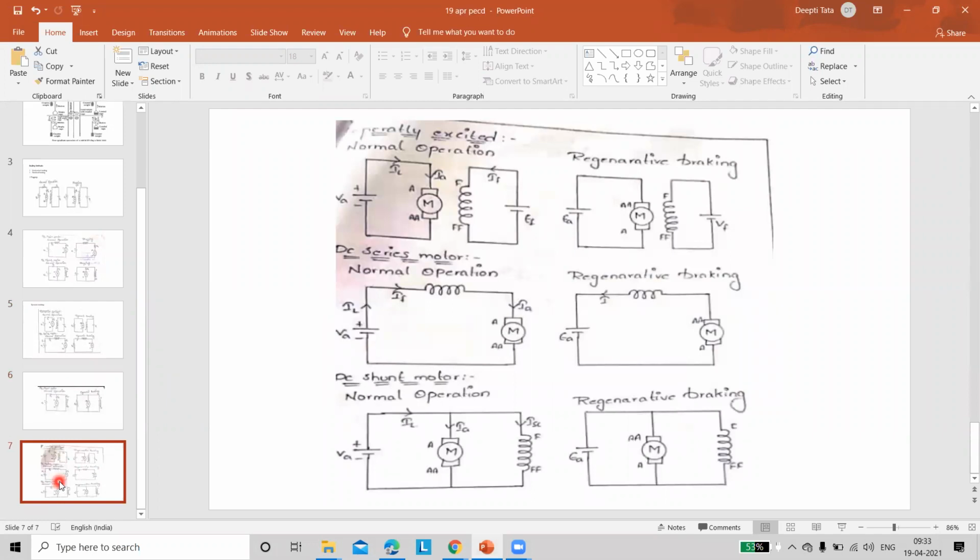And the last one, that is regenerative braking. Just observe the diagrams and tell me the difference. What is the main difference between these two? And we have to apply the same braking technique to the separately excited motor, DC series motor and DC shunt motor. Just observe the diagram and tell me the difference. If you are unable to find the difference, I will say the difference and I will explain.